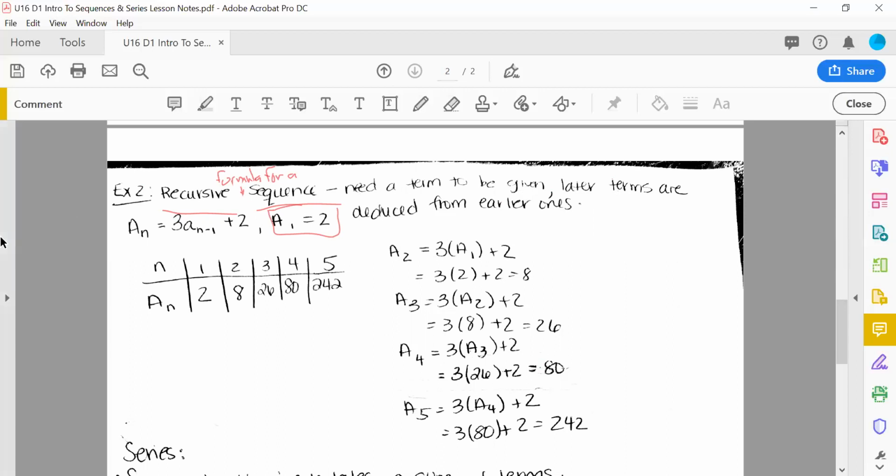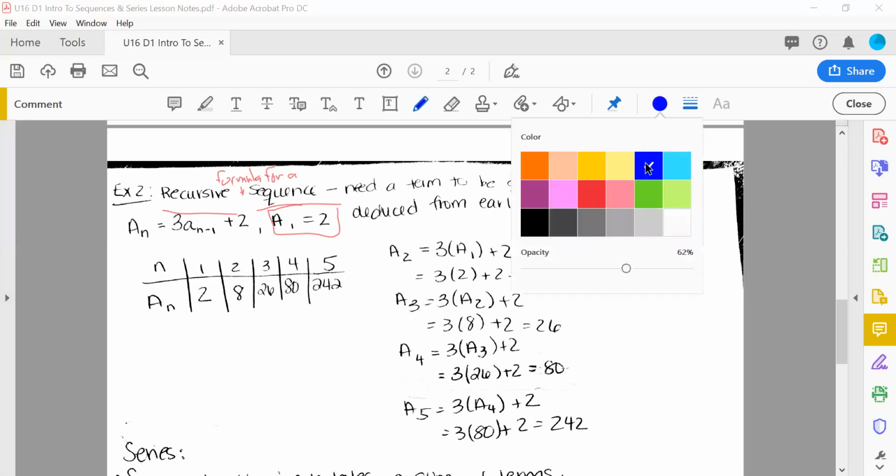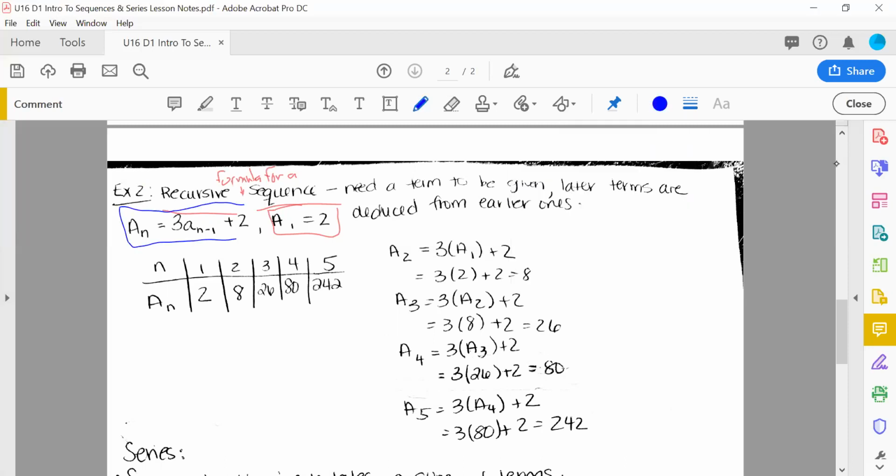So I want you to take a look at this formula right here. I'm going to use a different color pen for this. Here is the recursive formula for the sequence. It's 3 times a sub n minus 1. What does a sub n minus 1 mean? Well, if I want to find a sub 2, I'm going to do 3 times a sub, what's 2 minus 1? A sub 2 minus 1 is a sub 1. That's the term previous to a sub 2. So whenever I use a recursive formula, I don't call it a sub n minus 1. I call it the previous term, PT, previous term.